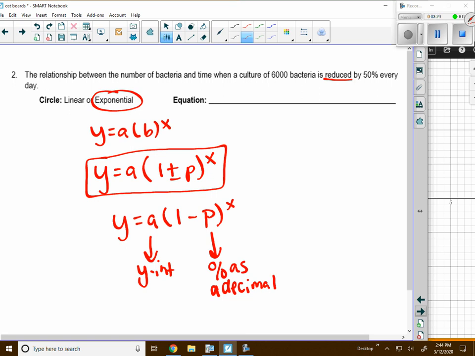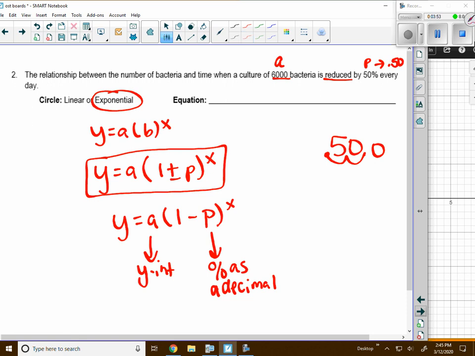X would be time, but we're not solving here. So our y-intercept, or what the starting number is, is that 6,000 bacteria. That's our starting point, so that's going to be our A value. And then 50%, this is our P, but we need to change it over to be a decimal, and that's 0.50. Move that decimal 2 to the left. If we have 50, move it 2 to the left, and we have 0.50 for our P value.